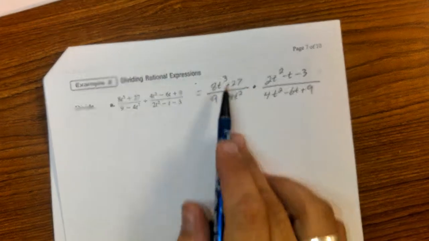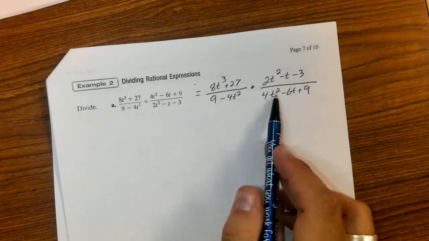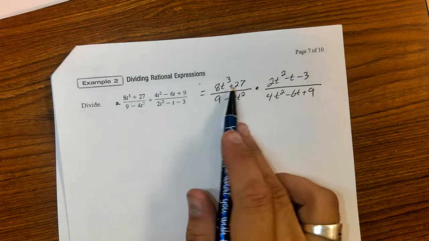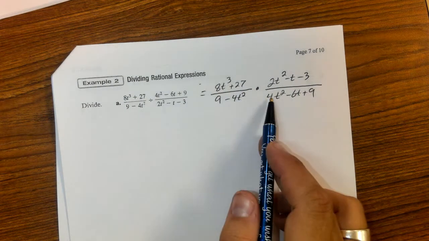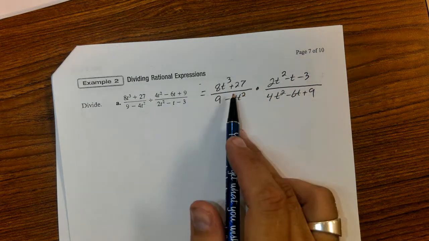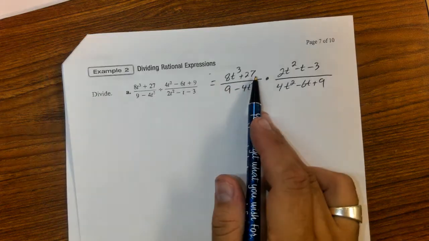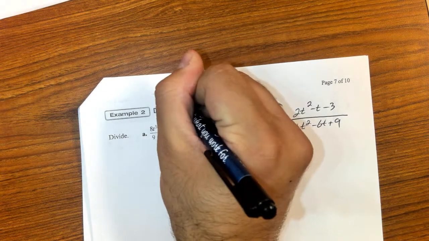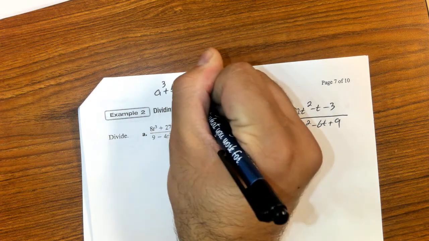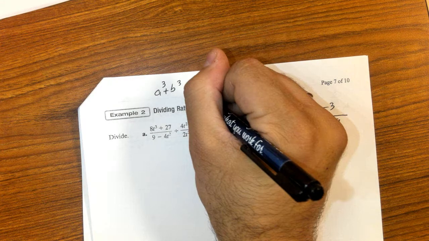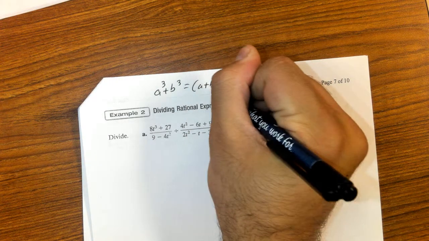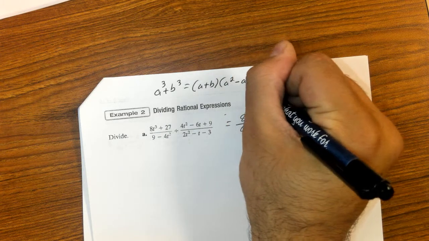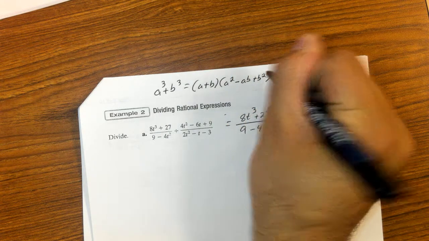So now this is a concept 1 problem. Rational expression times another rational expression. We have to factor everything that can be factored. So 8t cubed plus 27 is a sum of cubes. A sum of cubes, a cubed plus b cubed, is going to factor to a plus b times a squared minus ab plus b squared.